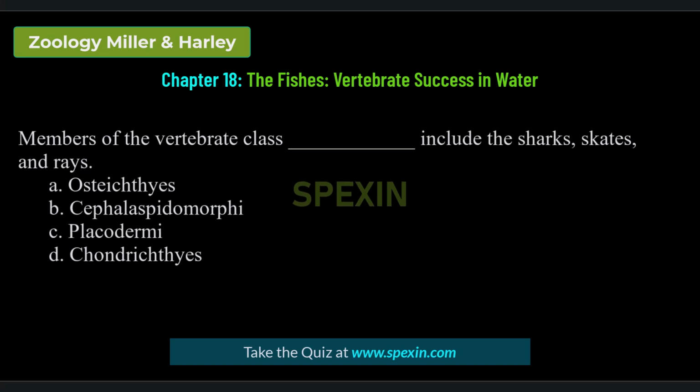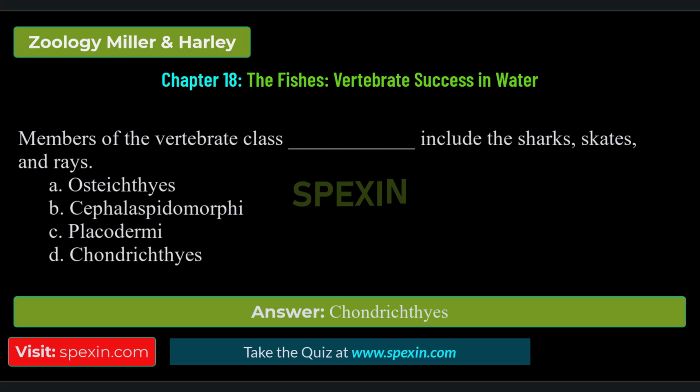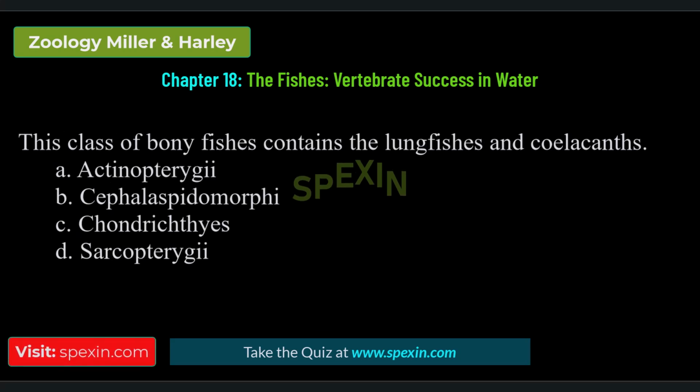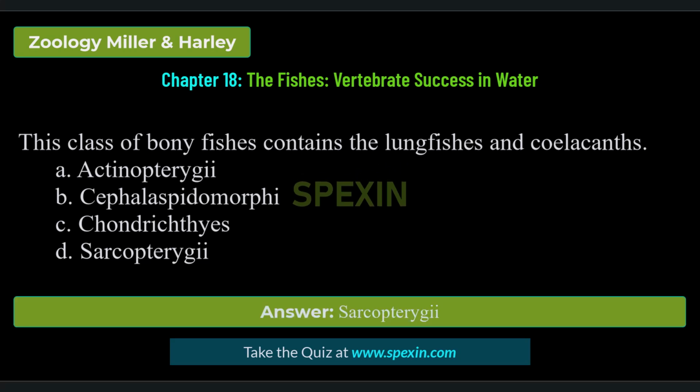Members of the vertebrate class include the sharks, skates, and rays. Options: Ascites, Cephalaspidomorphi, Placodermi, Chondrichthyes. Correct answer: Chondrichthyes. This class of bony fishes contains the lungfishes and coelacanth. Actinopterygii, Cephalaspidomorphi, Chondrichthyes, Sarcopterygii. Correct answer: Sarcopterygii.